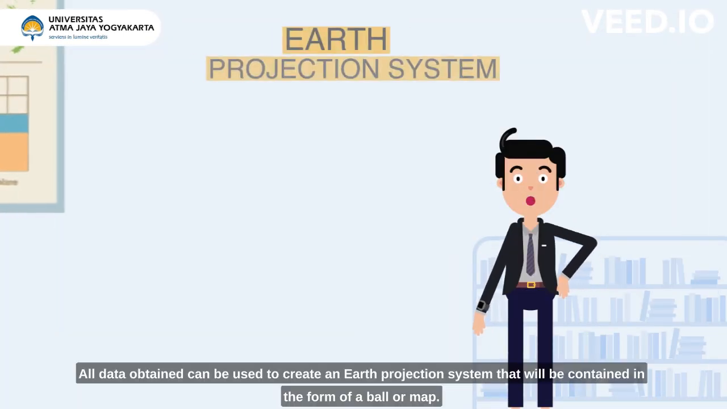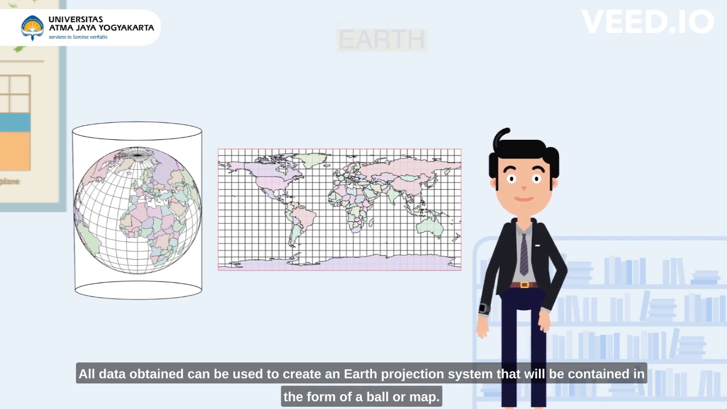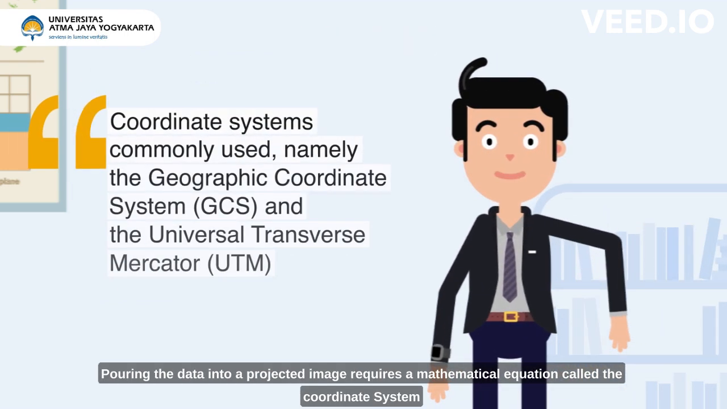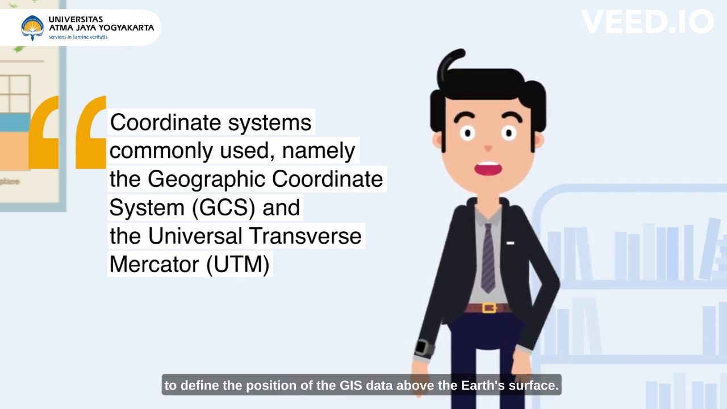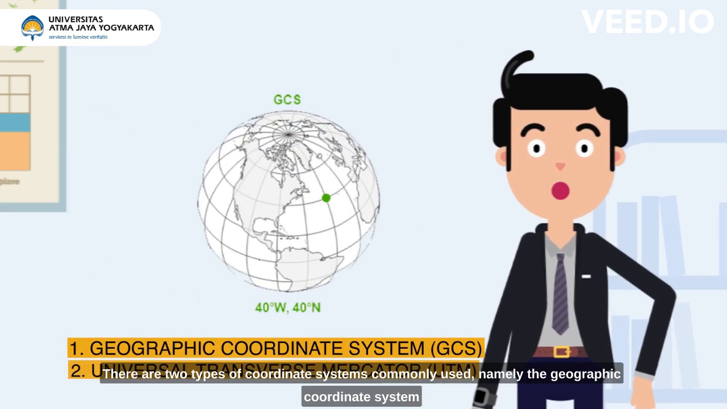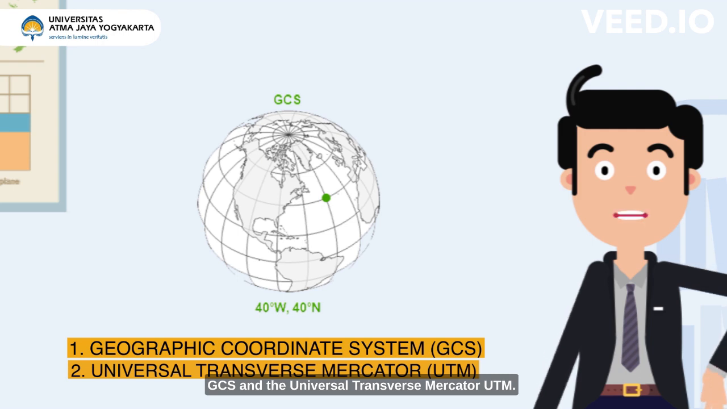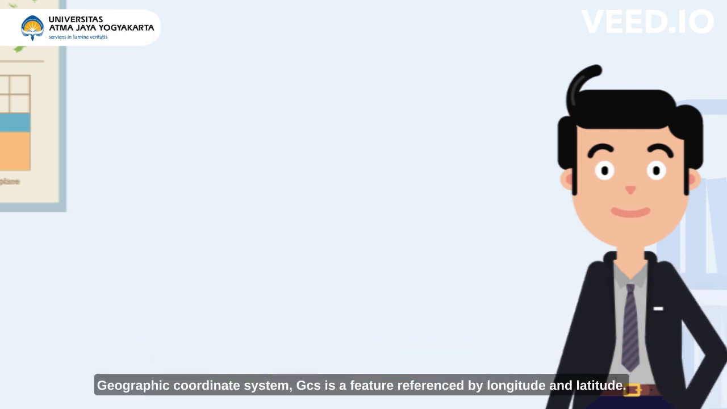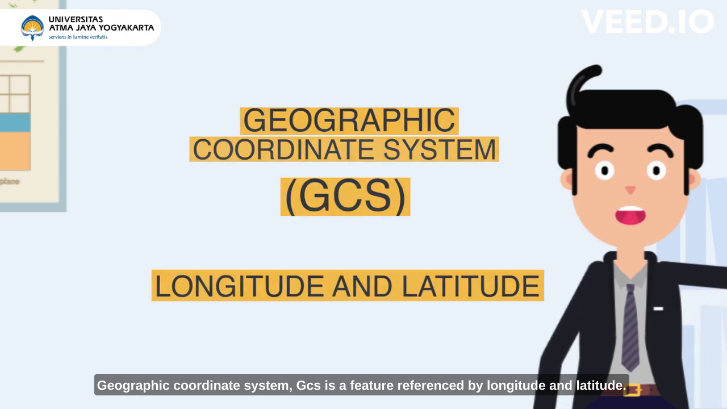All data obtained can be used to create an Earth projection system that will be contained in the form of a globe or map. Pouring the data into a projected image requires a mathematical equation called the coordinate system to define the position of the GIS data above the Earth's surface. There are two types of coordinate systems commonly used, namely the Geographic Coordinate System, GCS, and the Universal Transverse Mercator, UTM. Geographic Coordinate System, GCS, is a feature referenced by longitude and latitude.